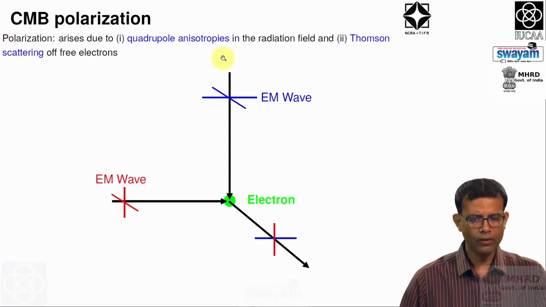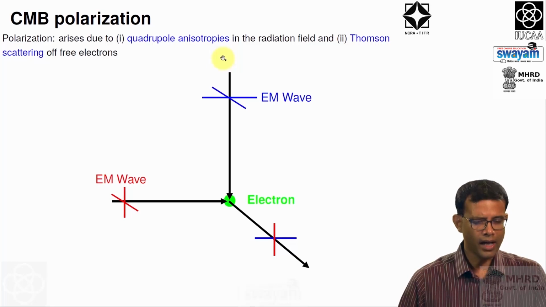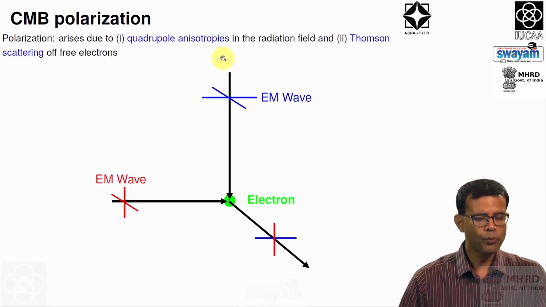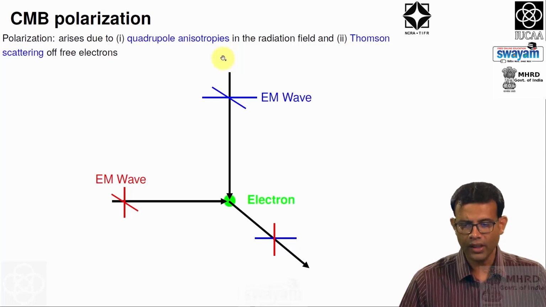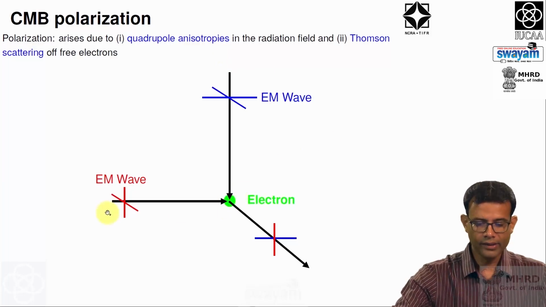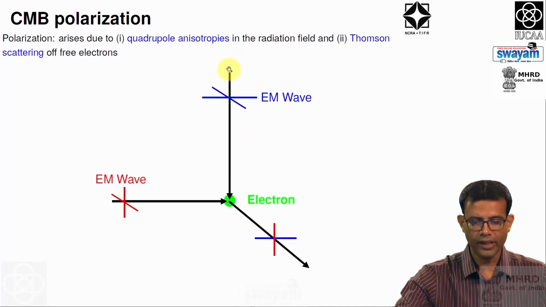Till now we have been talking about the temperature anisotropies, the variation of the temperature across the sky, but there are other observables of CMB which have to do with the polarization. The CMB radiation is polarized, and this polarization arises due to the existing quadrupole anisotropies in the radiation field, and of course, the Thomson scattering off free electrons. For example, imagine an electron here and it is bombarded by CMBR photons from all directions. Let us consider two orthogonal directions, and let us say we are only looking at scattering at 90 degrees.